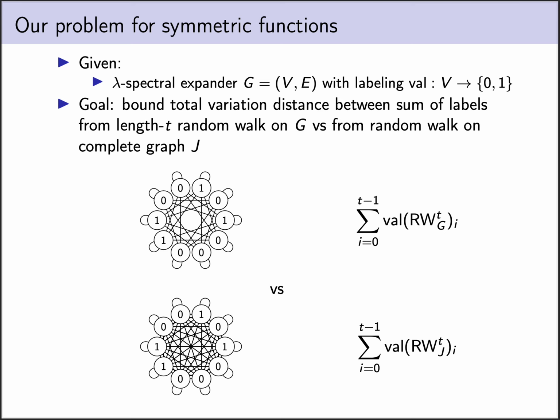And in this case, it's sufficient to restrict attention to just the single symmetric function, which just adds up all the input labels. So we want to compare the total variation distance of the sum of the labels from a random walk on our expander G versus the sum of the labels from a random walk on the complete graph J. And just a notational point, we'll often write this dropping the indices, but this is really the same thing.